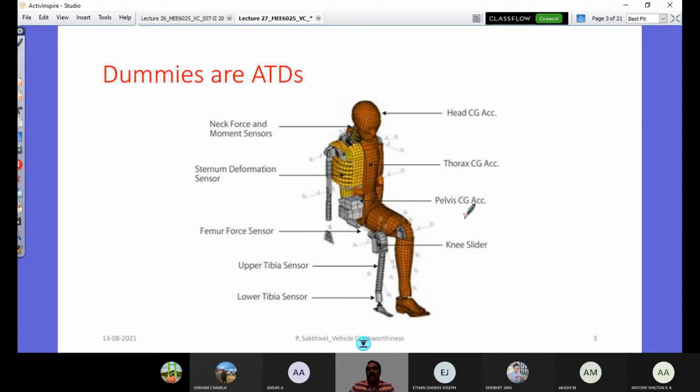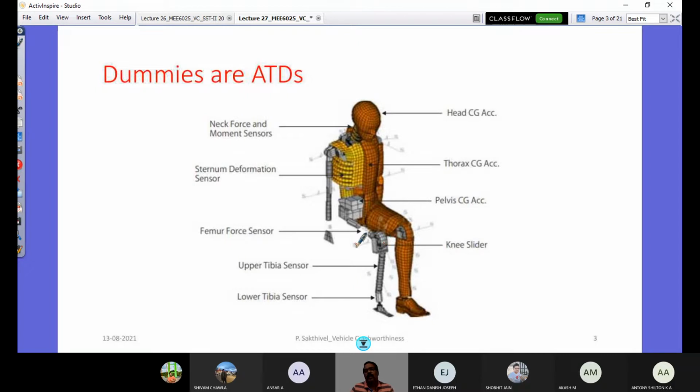So, pelvis location CG accelerometers and femur force sensors, knee slider sensor and upper tibia sensor. This is what is called the tibia and lower tibia sensors and so on. So these are all instrumented with transducers. These dummies are called ATDs. And the picture here is interesting. It is a finite element model picture.